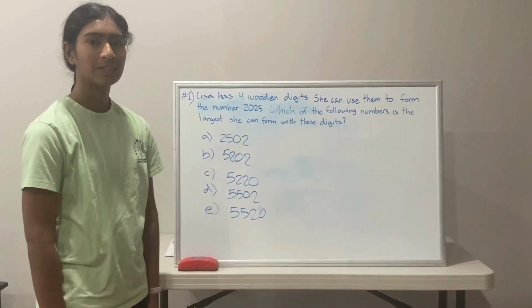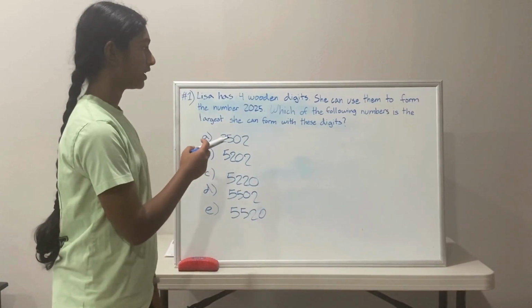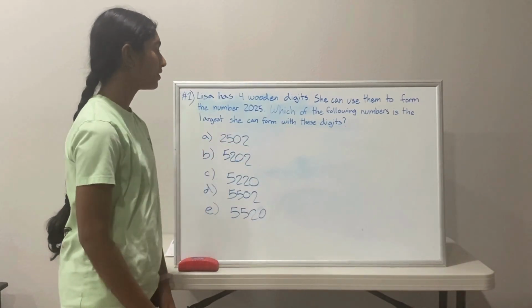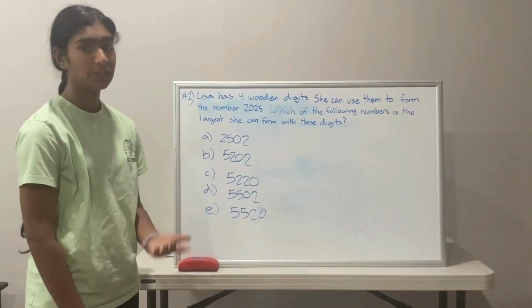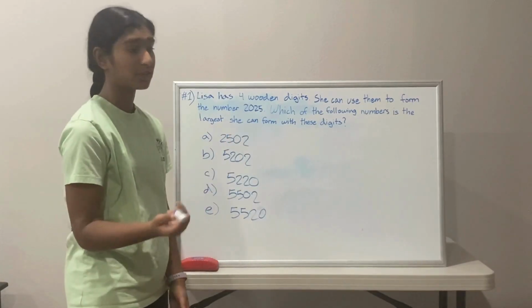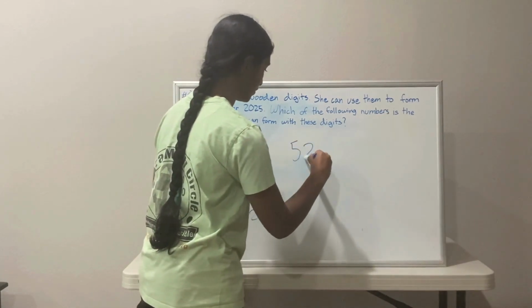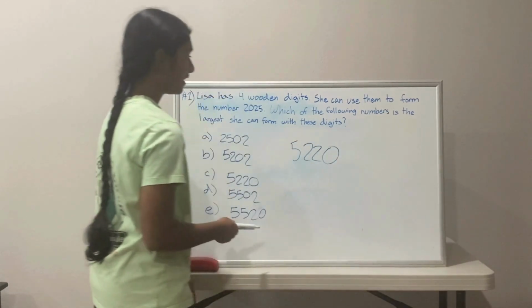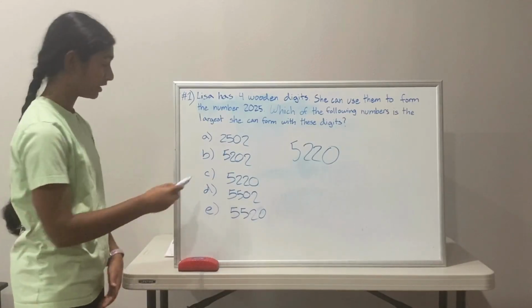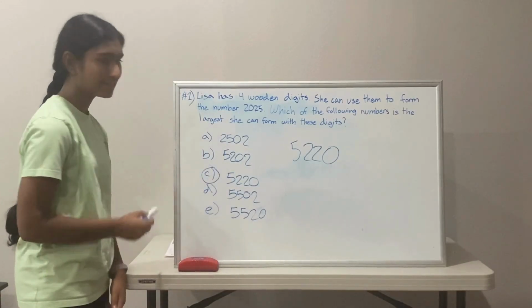Let's get started. Lisa has 4 wooden digits. She can use them to form the number 2025. Which of the following numbers is the largest she can form with these digits? So in order to do that, we'd rearrange the digits greatest to least, which would be 5, 2, 2, 0, and we get our largest number, which happens to be C. So our answer is C.